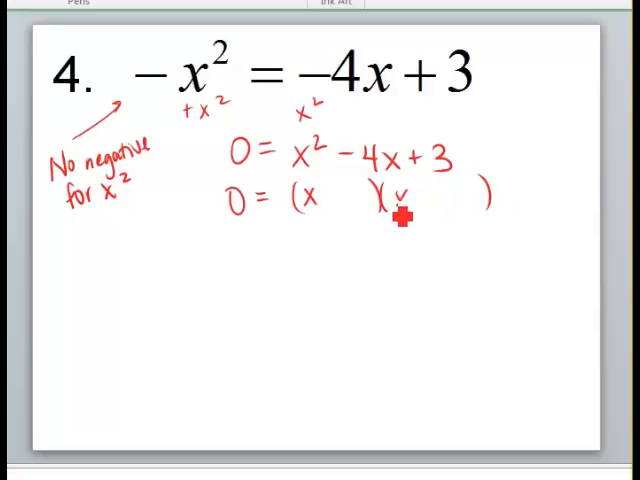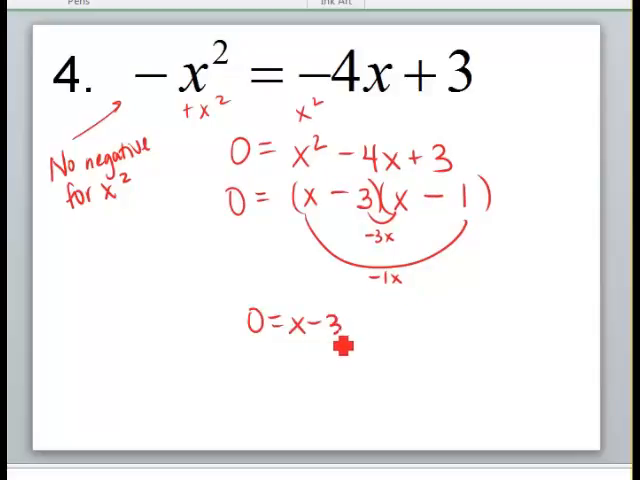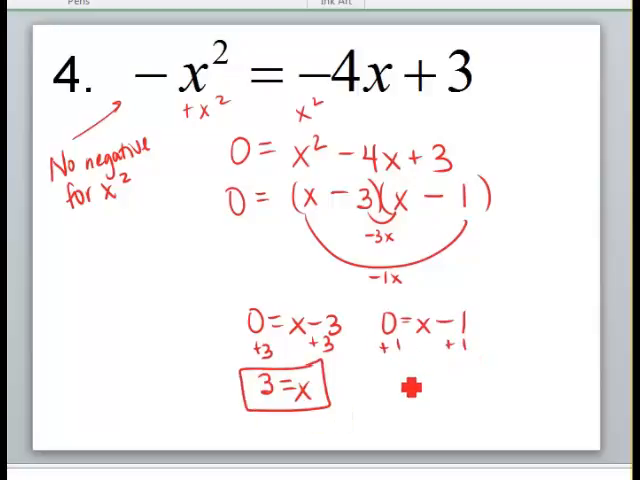X times x is x squared. 3 times 1, I get a 3x and a 1x. Checking my smiles, I need a negative 4, so I need a negative and a negative. Now the last step is to take each part and set it equal to 0 and solve the equations. So add 3, x is 3, add 1, and x is 1. So my two answers are 3 and 1.